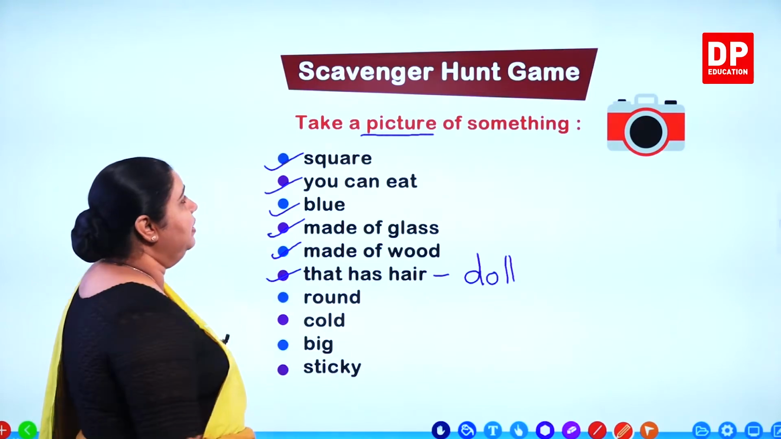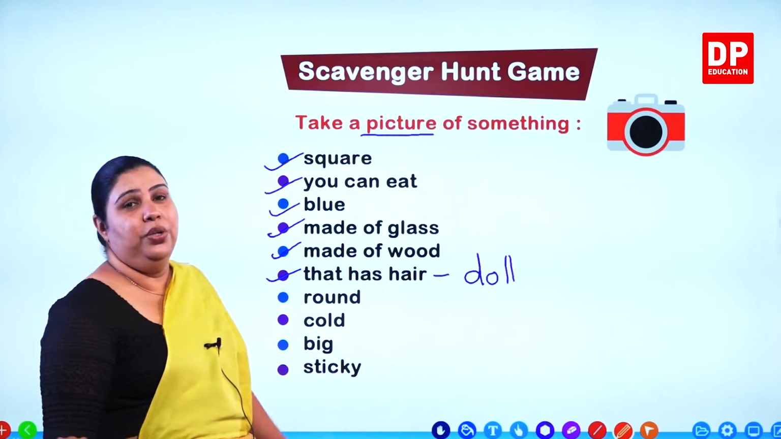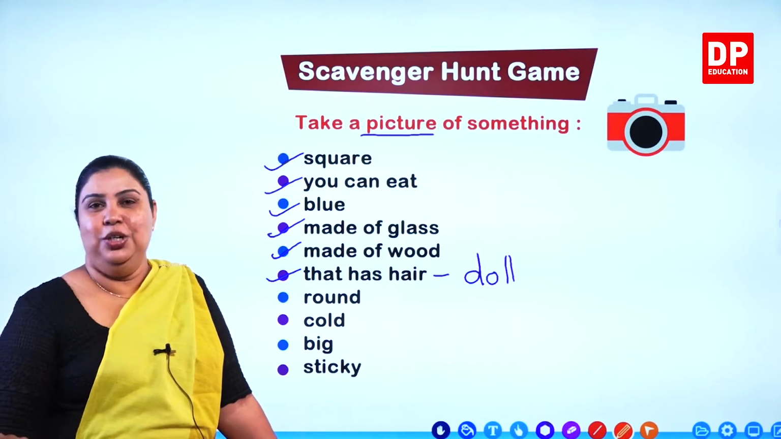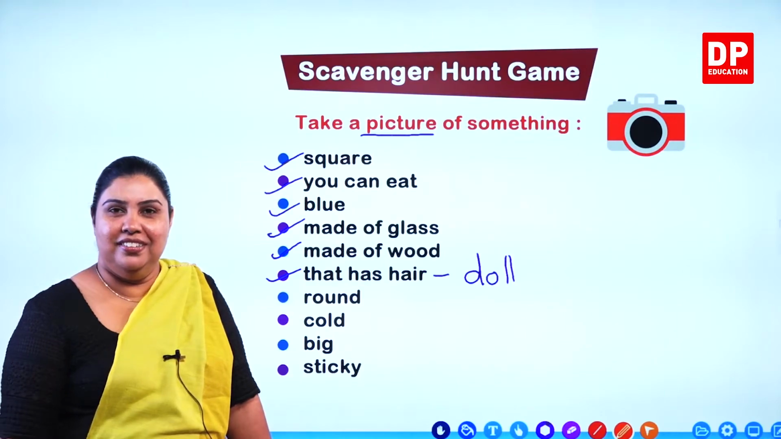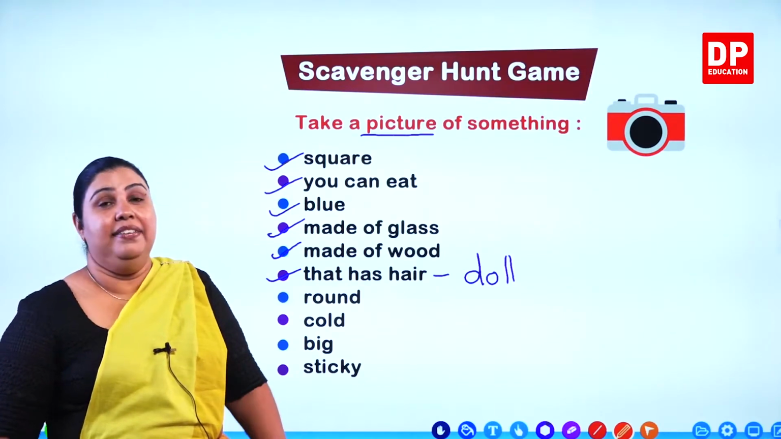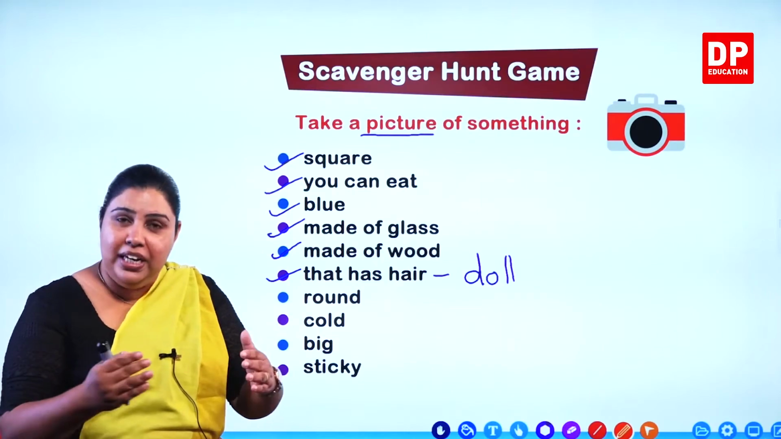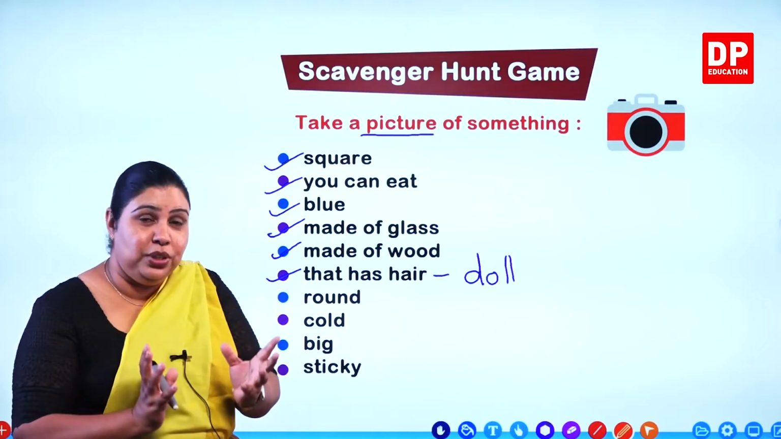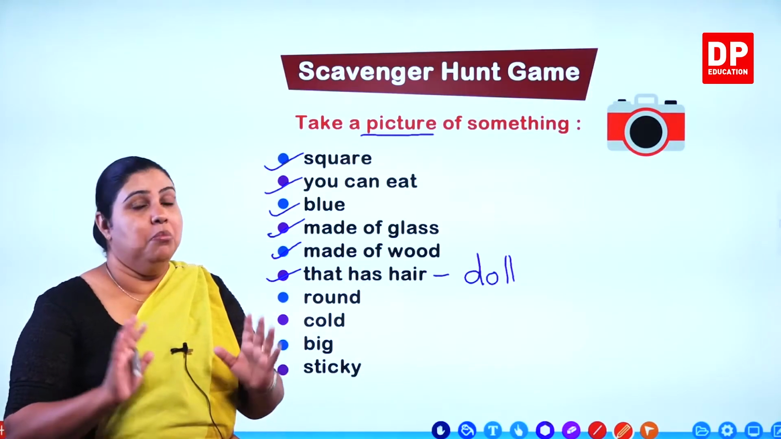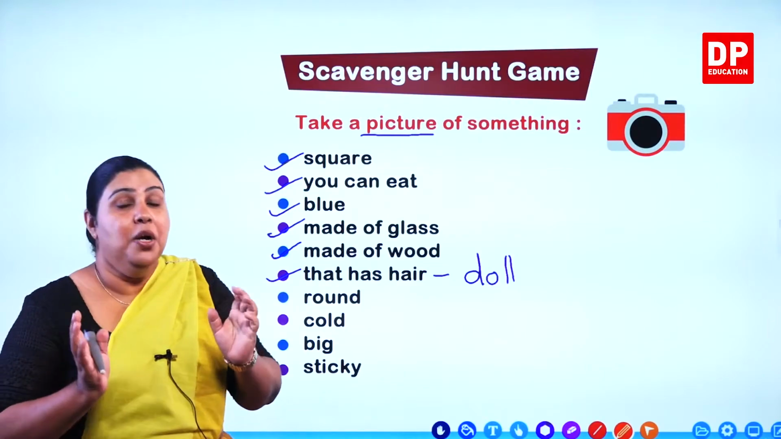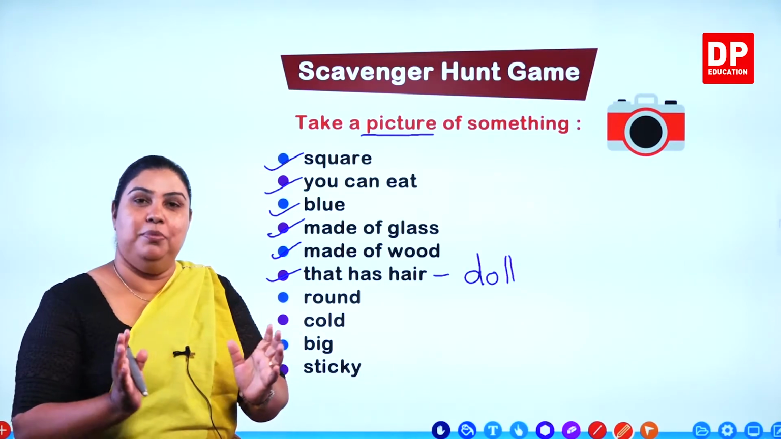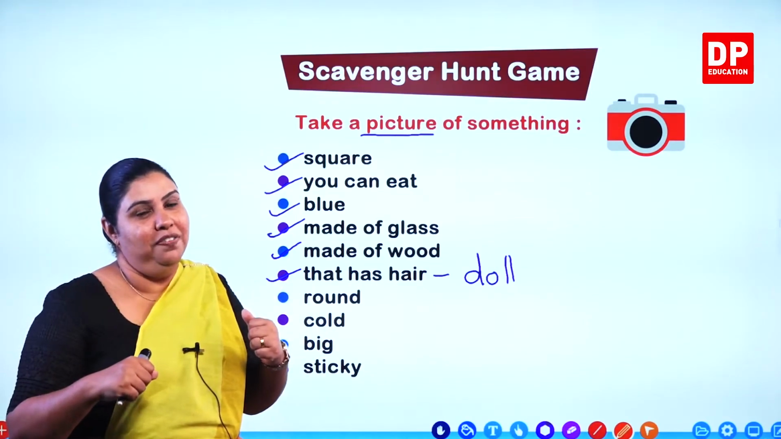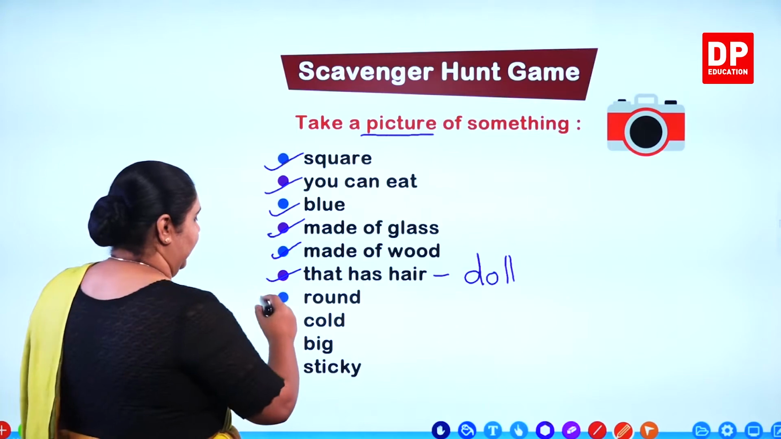Then something that is round. You can take a picture of something that is round. A ball, easily. You can take a picture of a ball. Right? Other than that, there are bowls which are round. A bowl is a vessel we use to eat food or keep things in. A ball is what we play with. So a bowl is also round in shape. So you can maybe take a picture of that. Then we are done with that.